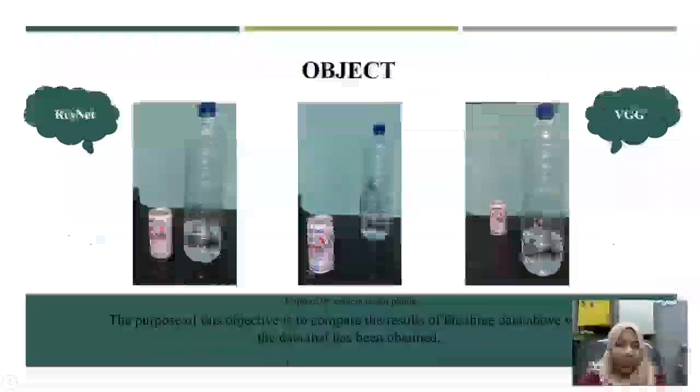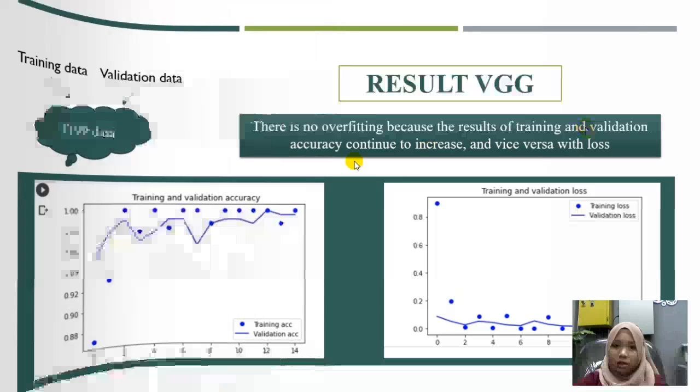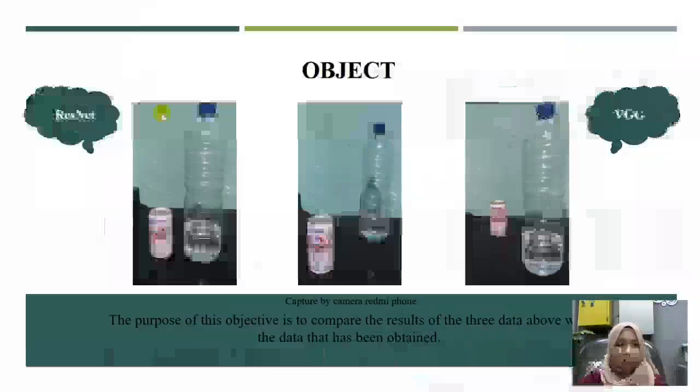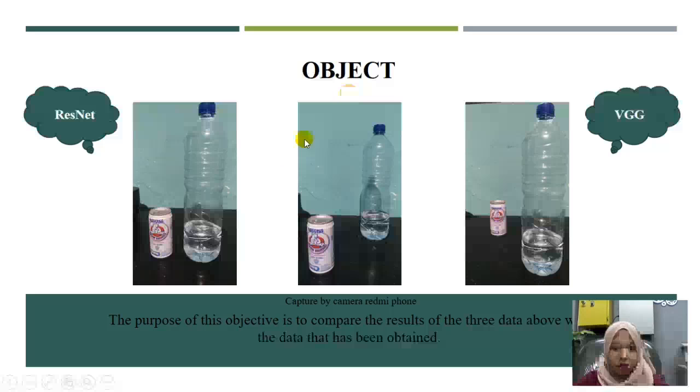This is the object in this project. We train the data with two types of pretrained models, VGG16 and ResNet. And the objects from the sample image are of two types, namely bottle and cans.